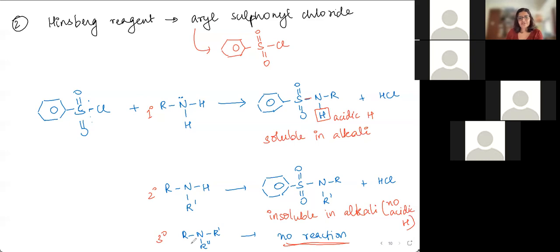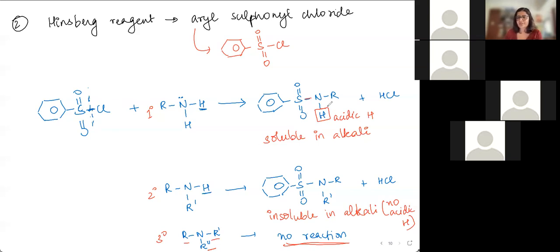And in the case of tertiary amines, because there is no hydrogen present at all, there is no substitution reaction taking place, no elimination of HCl. So there is no product being formed. So that's the criteria of this test. The reaction is the same: one of the hydrogens, or that single hydrogen if there's only one, gets replaced with this particular part, just like our acylation reaction, where it breaks and this whole thing gets attached.